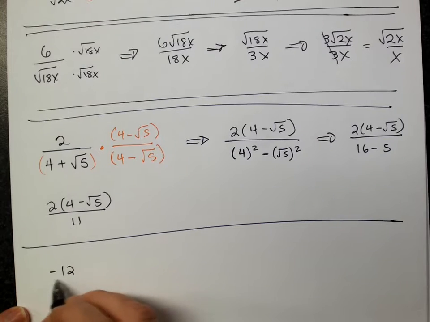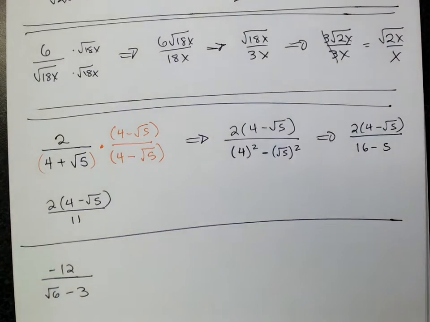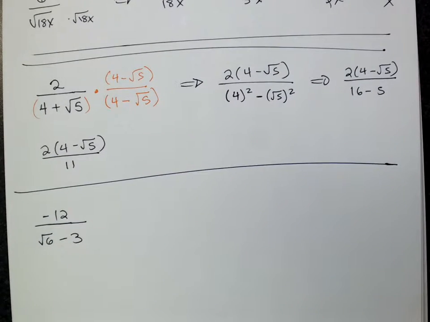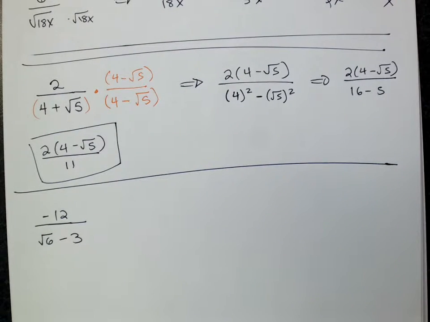Negative 12 over square root of 6 minus 3. Oh, yeah, that's it. That's all. Yeah, don't multiply out the numerator. You just check to see if you can cancel.